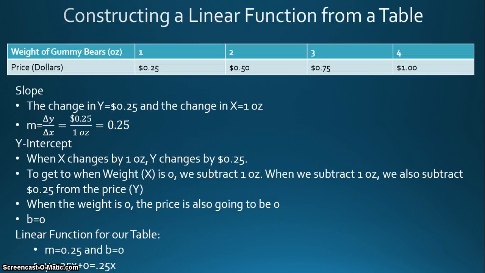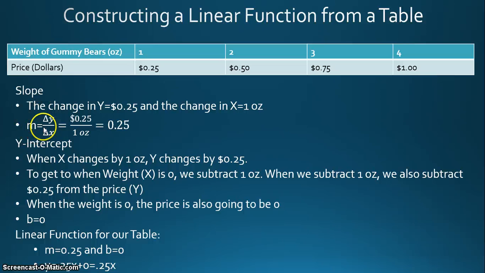So, constructing a linear function from a table example. So we have the weight of gummy bears in ounces and the price in dollars. So our slope, we know the change in y is 25 cents because we're adding 25 cents each time. And the change in x is 1 ounce because we're adding 1 ounce each time.